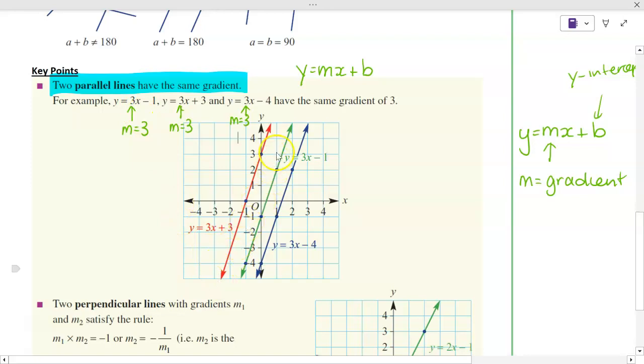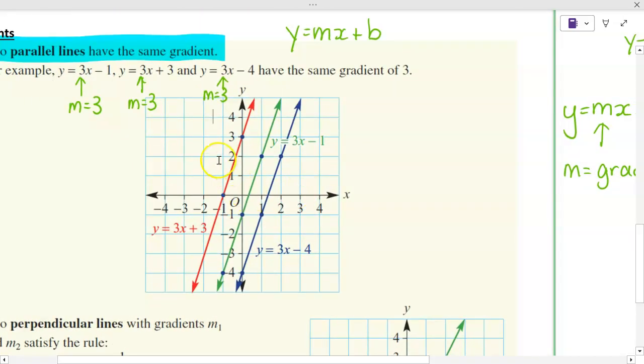Now, remembering what parallel means, if you have a look at the red, the green, and the blue line, which match the ones on your sheet, those three lines are parallel, which means they are the same distance apart and they never meet. Our first line, 3x minus 1, is our green line. Our 3x plus 3 is our red line, and our 3x minus 4 is our blue line. Even without drawing them, we knew they had the same gradient, but when we draw them, we can see also that they are parallel because they're the same distance apart.